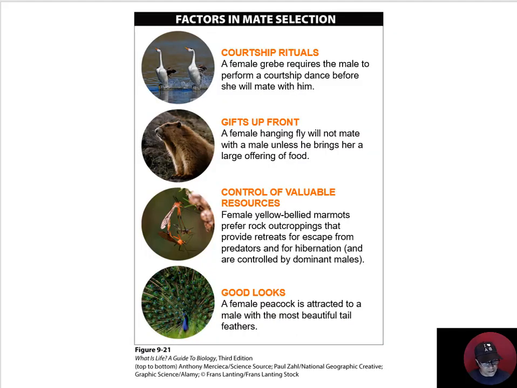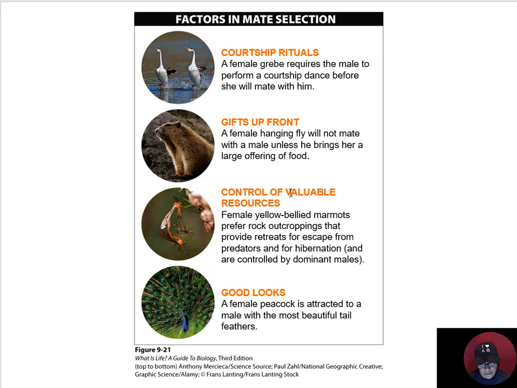Some factors come into play in mate selection. We've got courtship rituals. Here we've got a female grebe requiring the male to perform this courtship dance before she'll mate with him. We have gifts up front. A female hanging fly will not mate with a male unless he brings her a large offering of food. That's this one right here. The pictures are kind of switched.